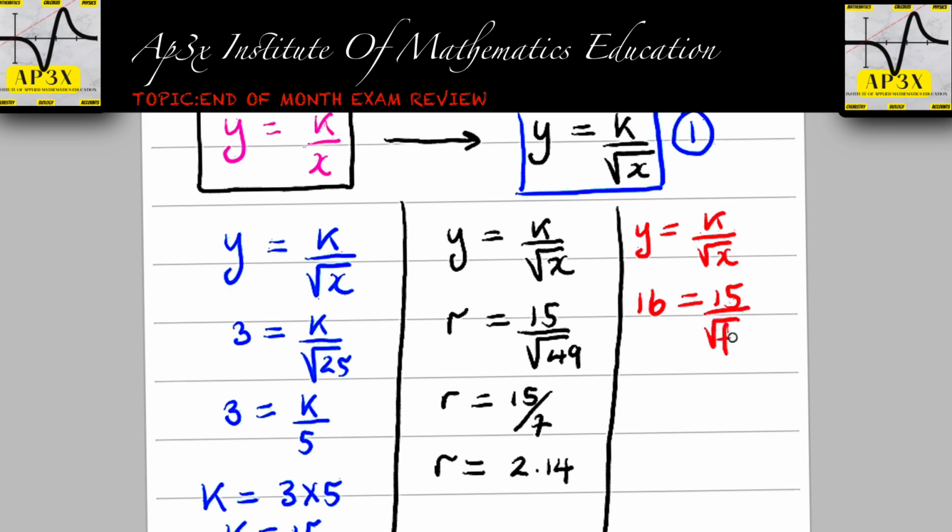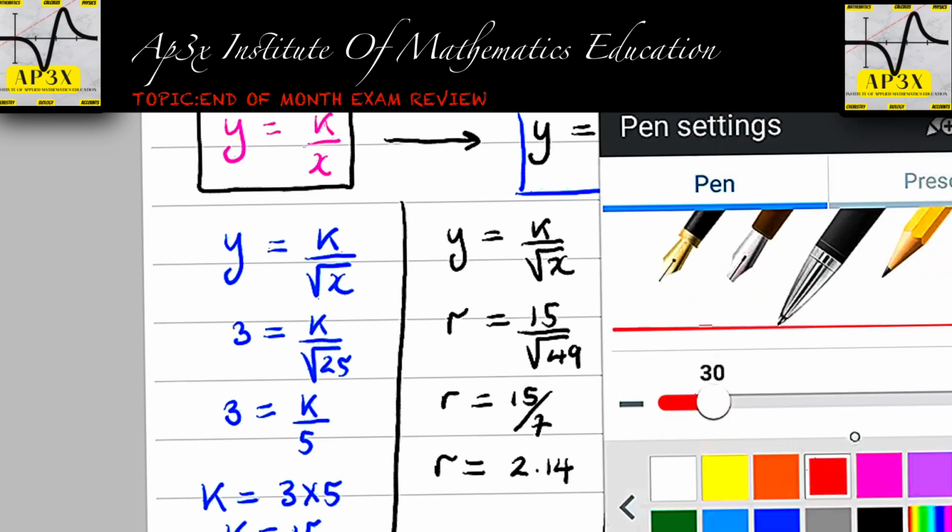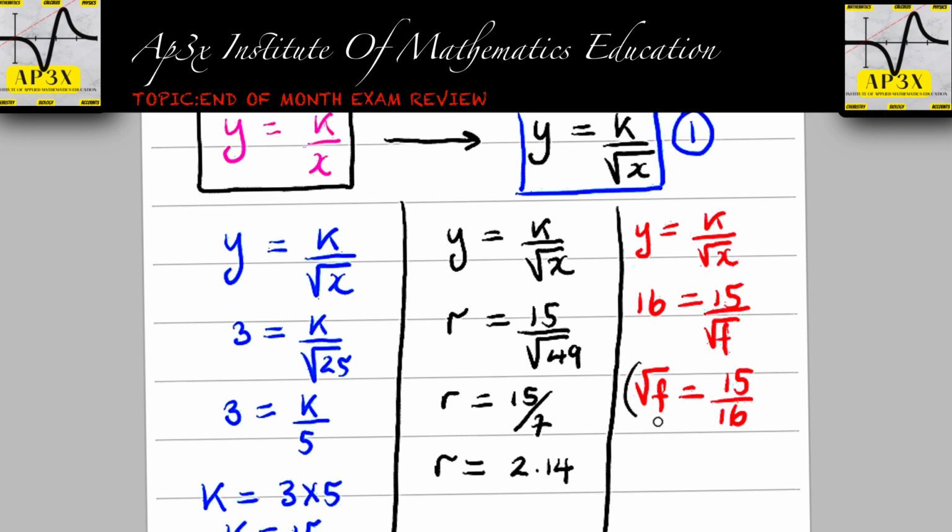Now what happens when the unknown variable is in the denominator? We're going to do a swap. So we're going to bring the square root of f to the top, and then that's going to be equal to 15, and we're going to bring the 16 to the bottom here. All right, and so in order for us to find f, since f is being covered by the square root, we're going to go ahead and square both sides. So we're going to square the square root of f, and we're going to square the 15 over 16, so that the square root will be cancelled by the square.